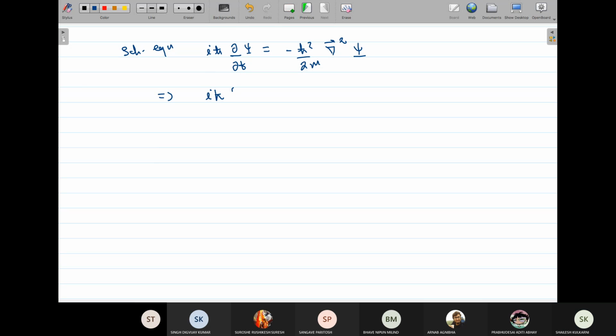So what is your Schrodinger equation? Schrodinger equation is i h cross del t psi equal to minus h cross upon 2m, the Schrodinger equation for free particle. Let us suppose that. Then this is nothing but a statement about this operator.